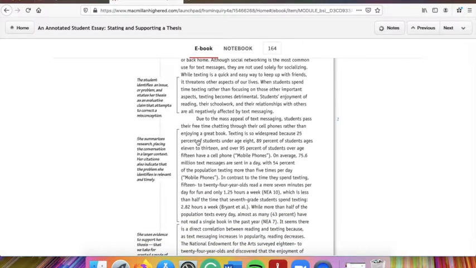Then you can see here that due to the mass appeal of text messaging, students pass their free time chatting through their cell phones rather than that.